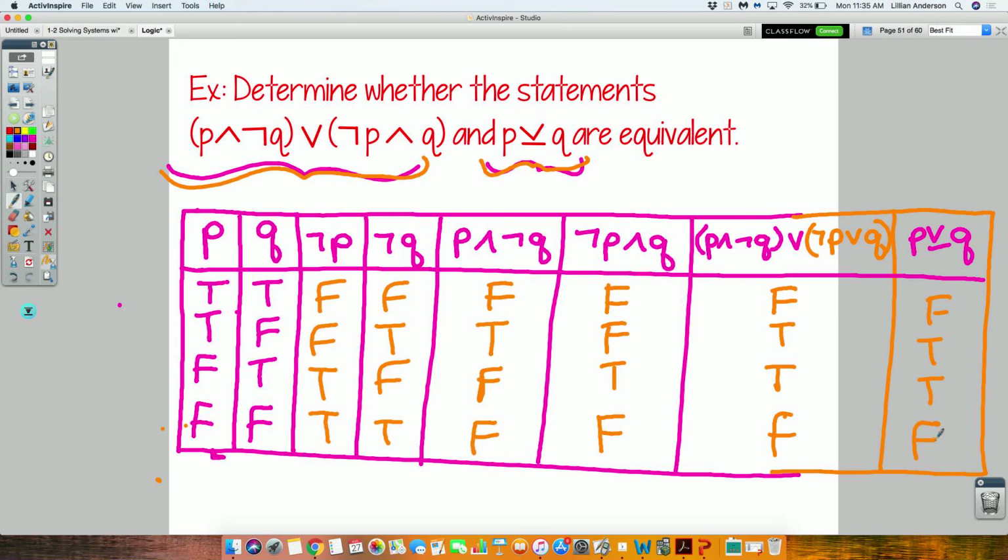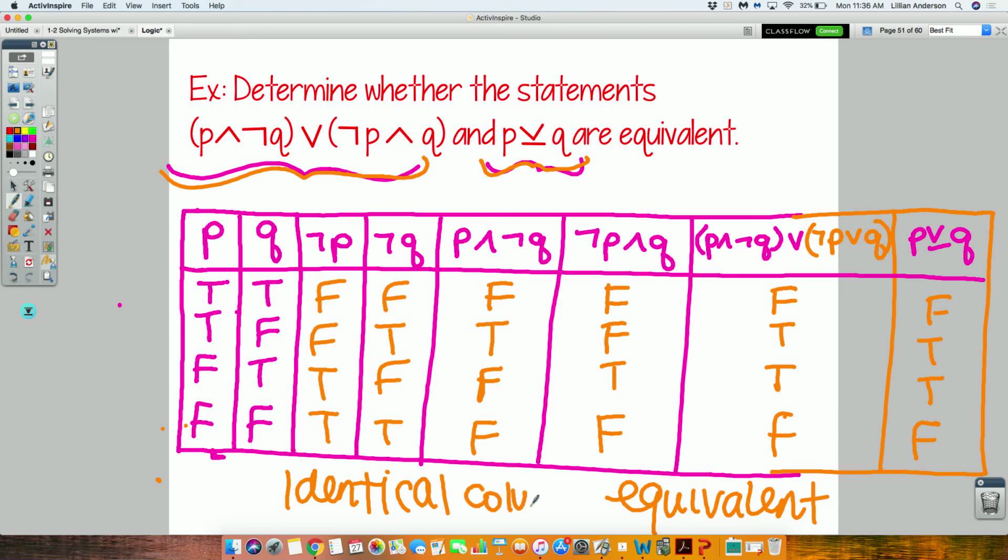So the first way to determine whether or not they are equivalent is you can look at these last two columns, and if they are identical, then they're going to be equivalent. Okay? So yes, this is equivalent. The two columns between those two statements are identical. So identical columns mean equivalent statements. All right?